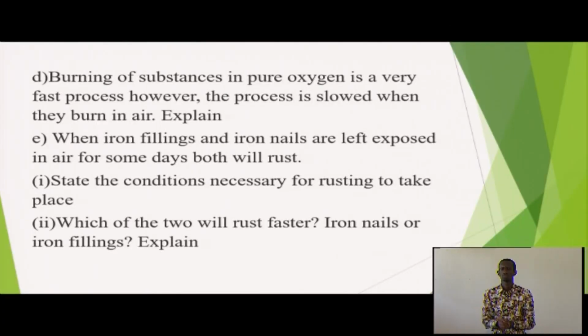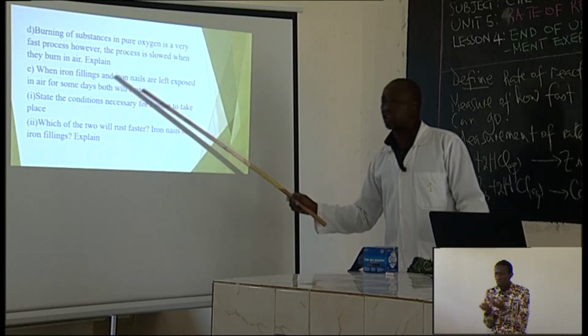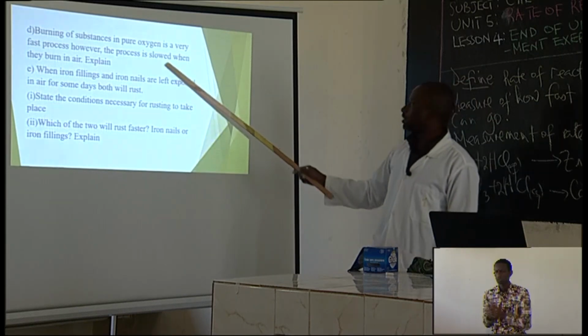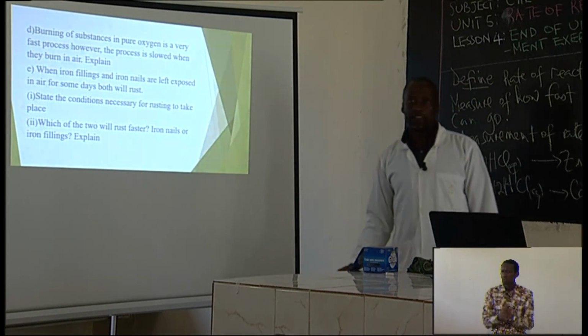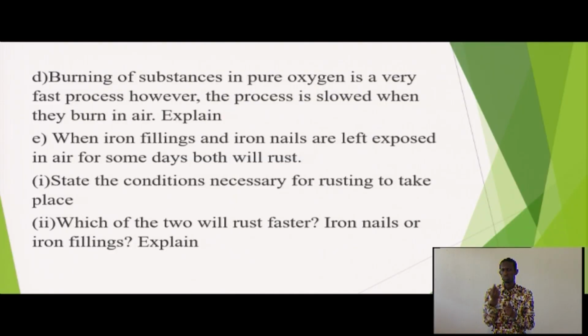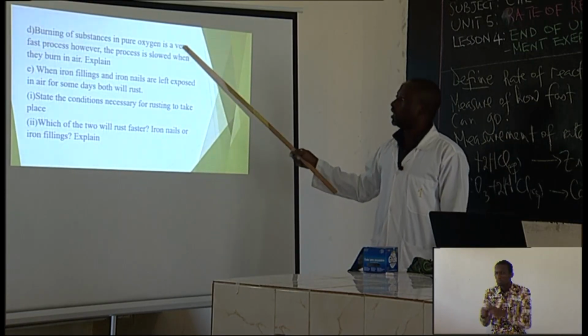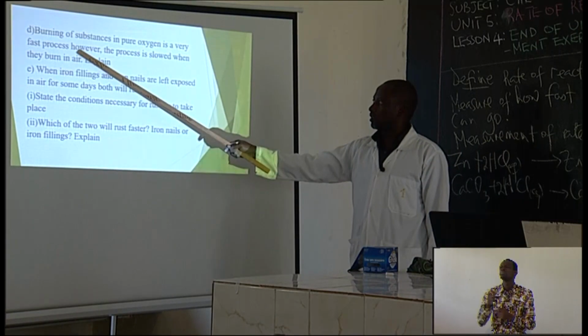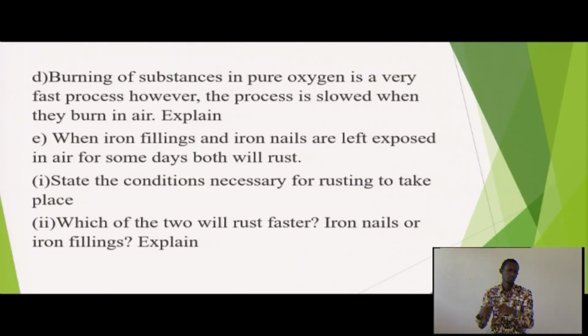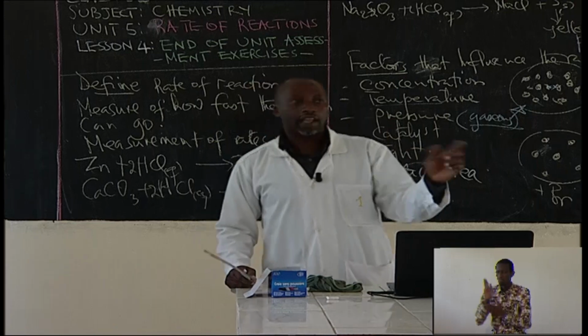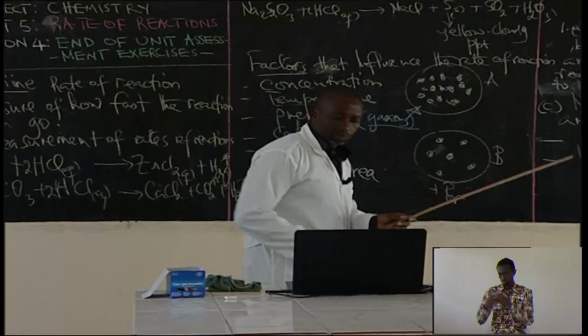Burning of substances in pure oxygen is a very fast process. However, the process is slowed when they burn in air. So what is the implication of that? In pure oxygen, there is accelerated burning. But air contains some other substances.